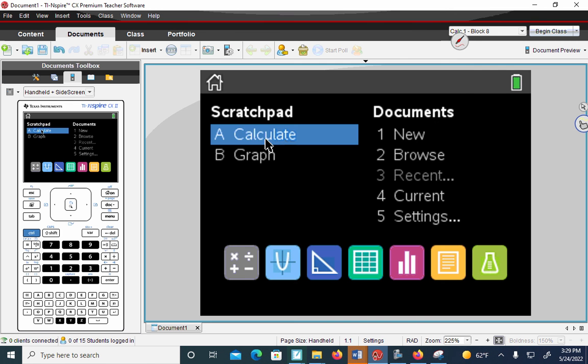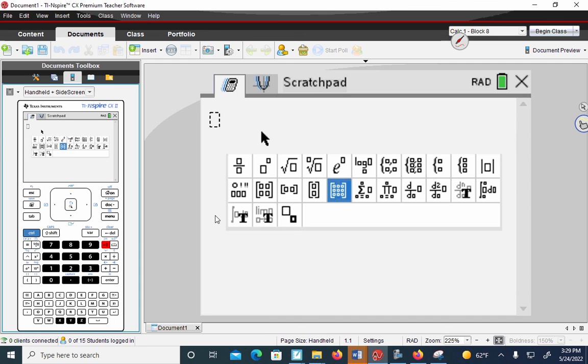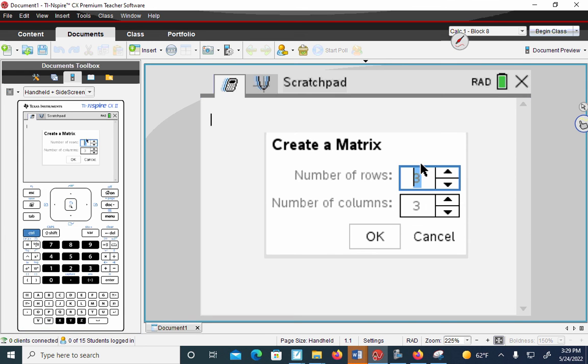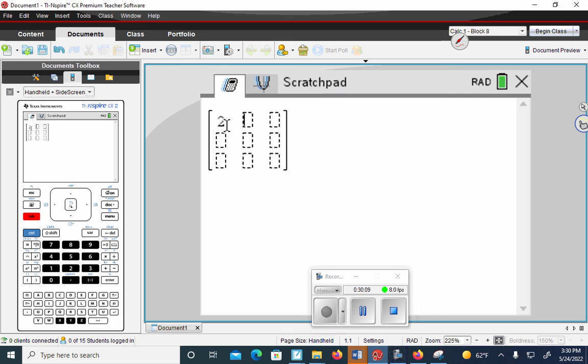Well, let's get to a page first, calculator. And so I'm going to hit matrices. So I'm going to have this matrix. I want to leave it as a 3 by 3 because it's just my coefficients. I'm putting the coefficients in, so I'm putting in 2, 3, 1, 3, 3, 1, 2, 4, 1.